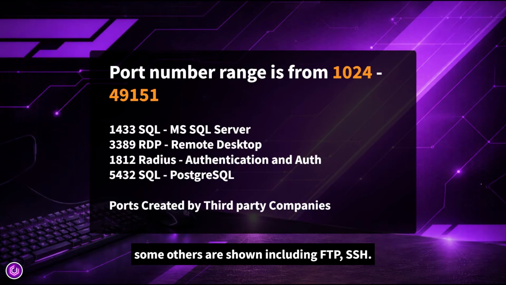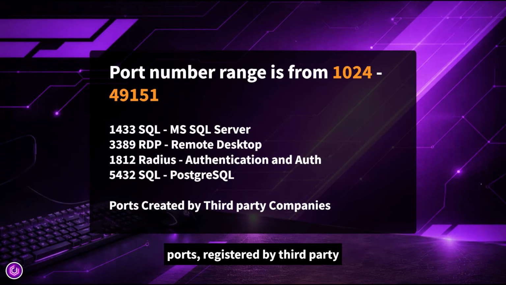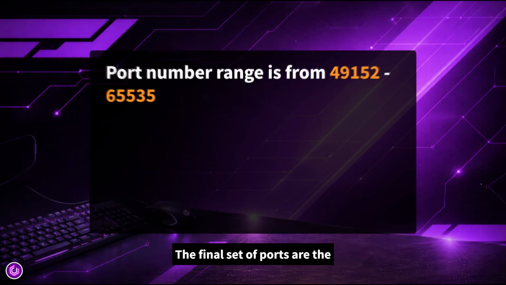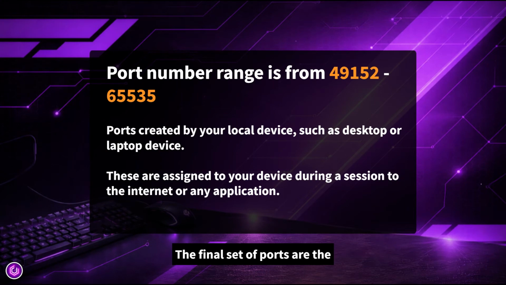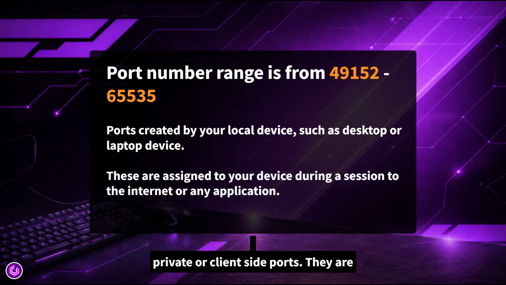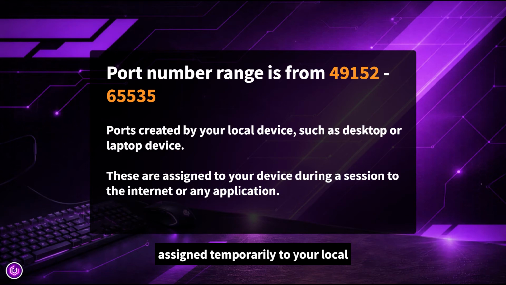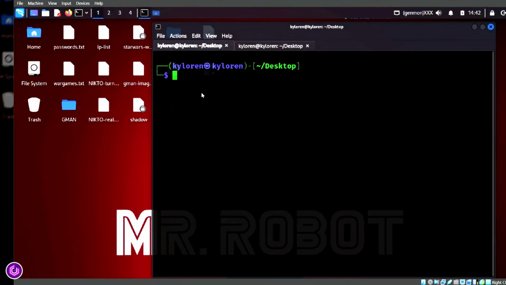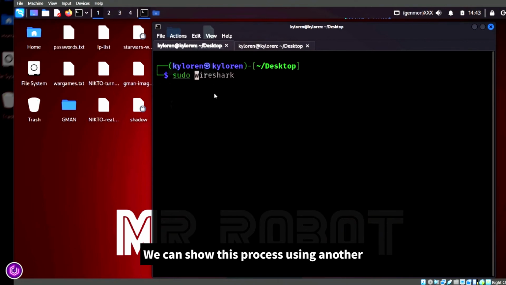The next group of ports, ranging from 1024 to 49,151, are called registered ports. Registered by third-party companies, you may have heard of some of these, such as Radius or RDP. The final set of ports are the private or client-side ports. They are assigned temporarily to your local device during a session to a website or application, ranging from 49,152 to 65,535. We can show this process using another application called Wireshark.